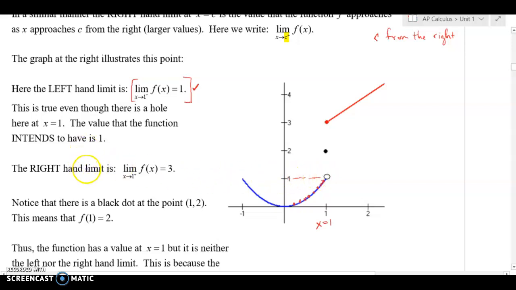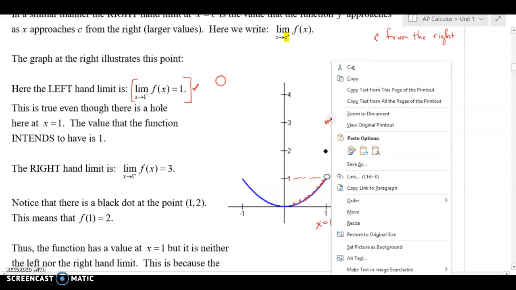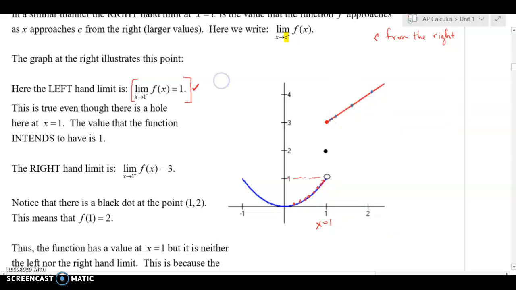So the value that the function intends to have is a 1. Okay, so now let's look at the right-hand limit. Here is x equals 1, but at x equals 2, we're way up here on this red piece of property, right? So let's go down to 1.5. Let's go down to 1.2. Let's go down to 1.1. Let's go even closer, 1.01, 1.001. And now we're getting infinitely close to what y value would we report there? 3.